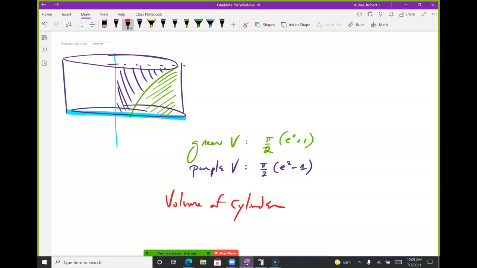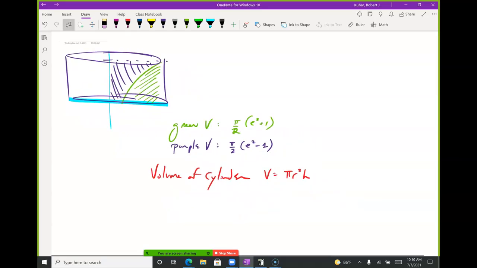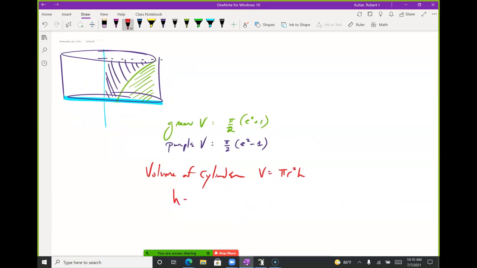Well, I need the volume of a cylinder. It's pi r squared, the base is a circle, times h. And so I know h is 1 here. The height of this can is 1. I know the radius is e. And so I'm done. So my volume of my cylinder is pi e squared.